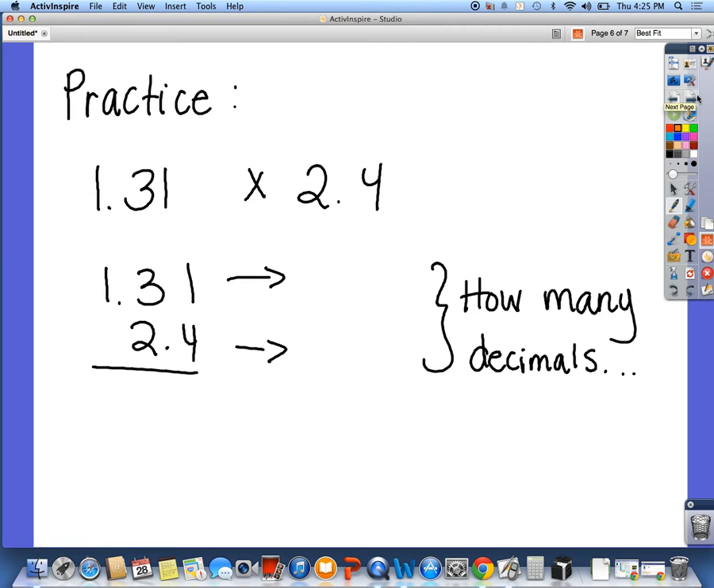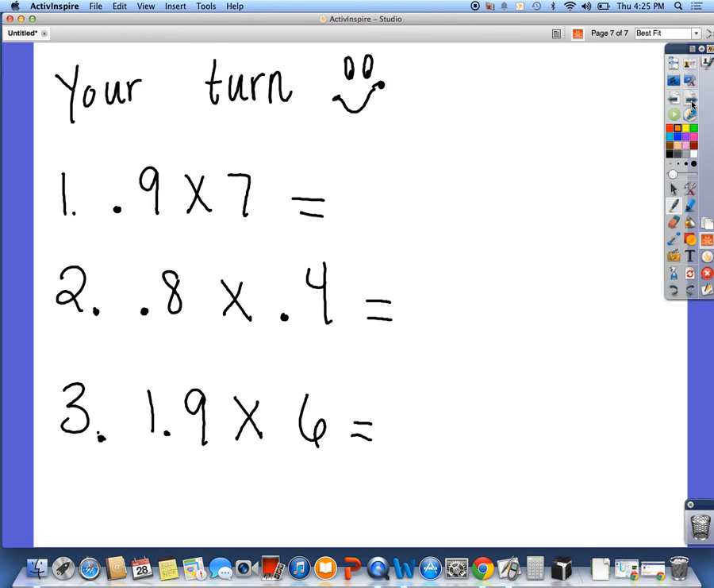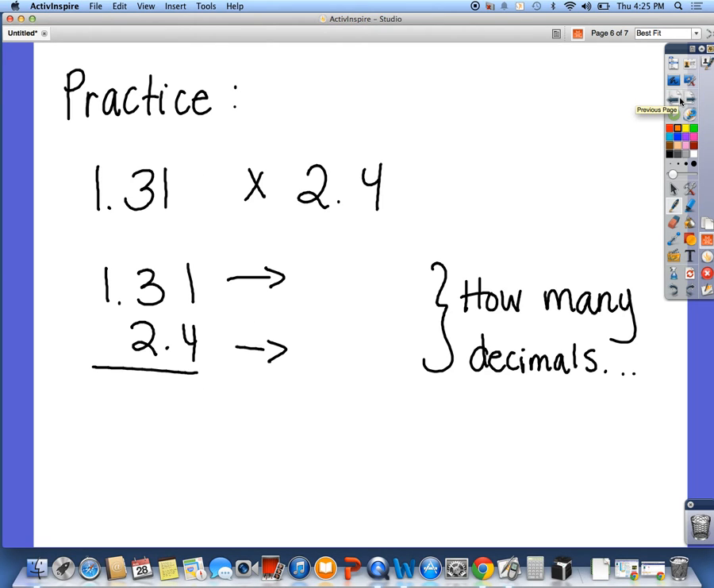All right. So let's do one more here. Let's see, is this your guys' practice on your own? No, we're going to do one more together. Let's do one more together here.